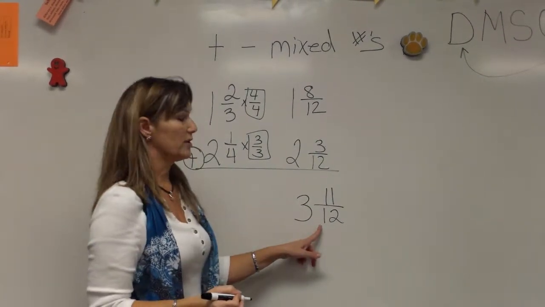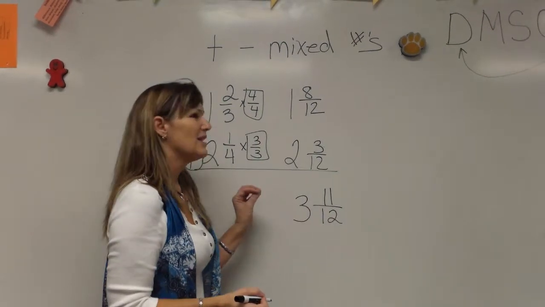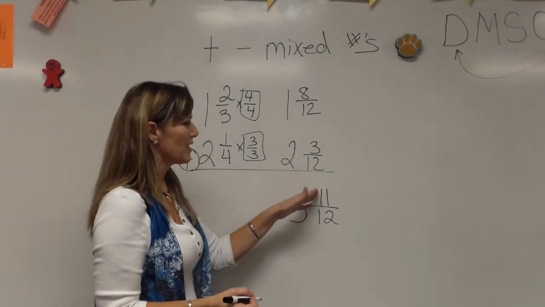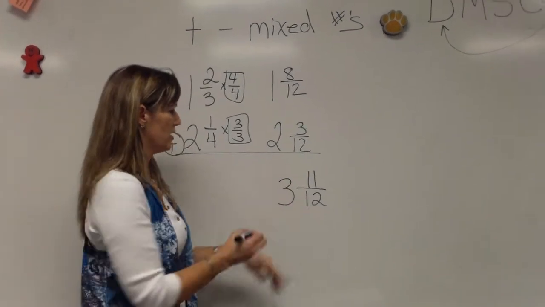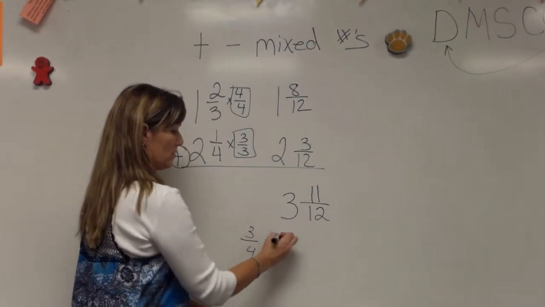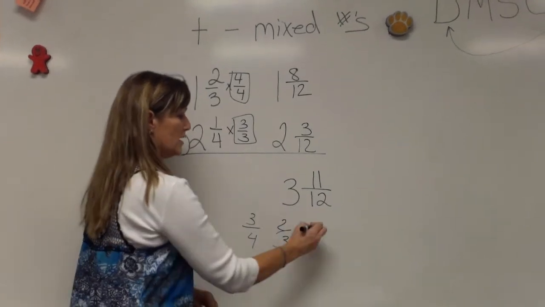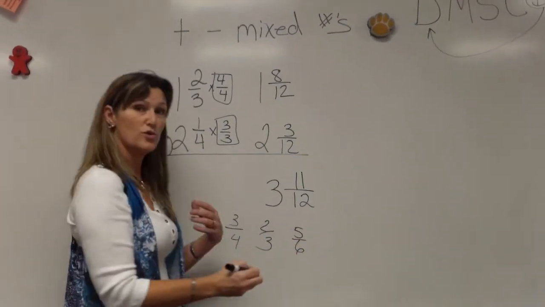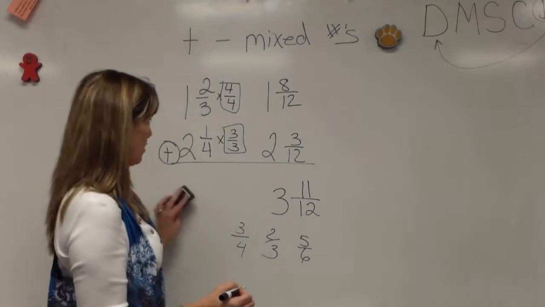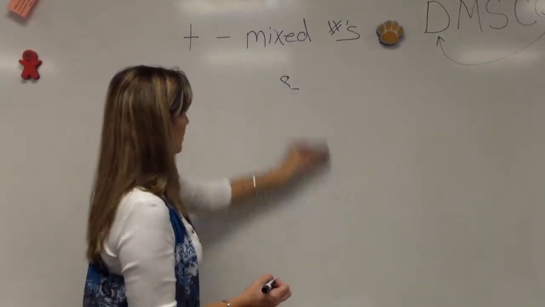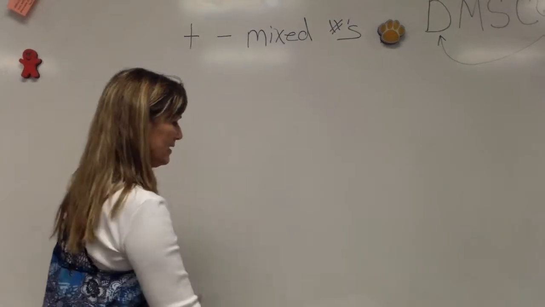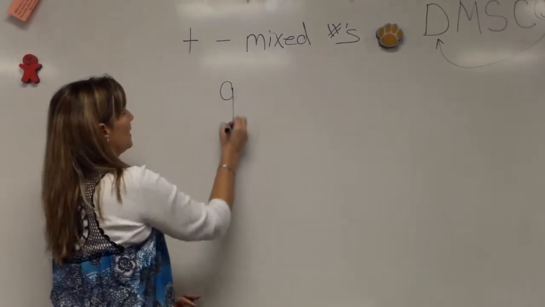11 over 12 will not reduce. I don't even have to think about that one because those are consecutive numbers, numbers that come right after each other: 3, 4, 2, 3, 5, 6. Those are consecutive and those will not reduce. Okay, let's try another. One more adding and then we'll go to subtracting.